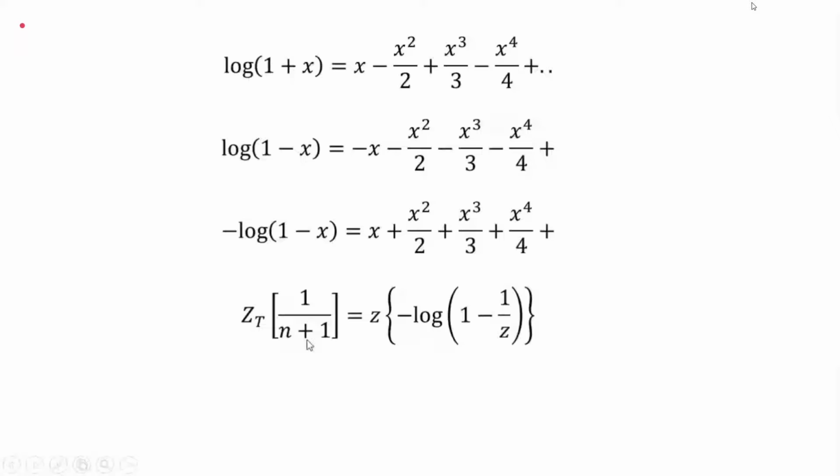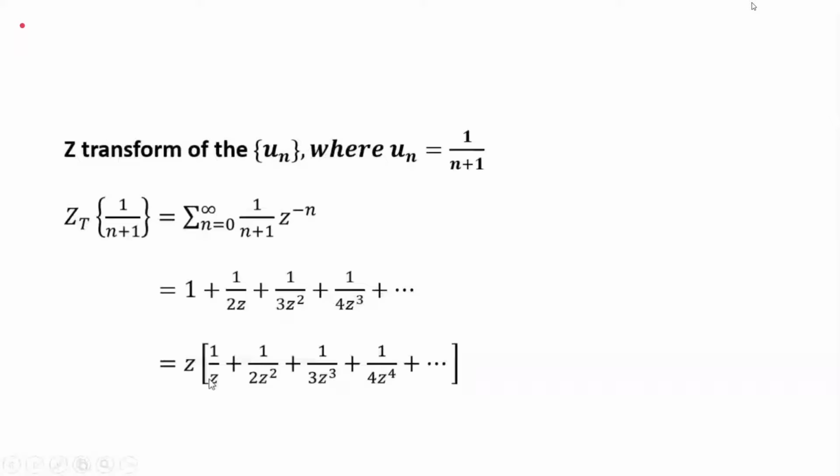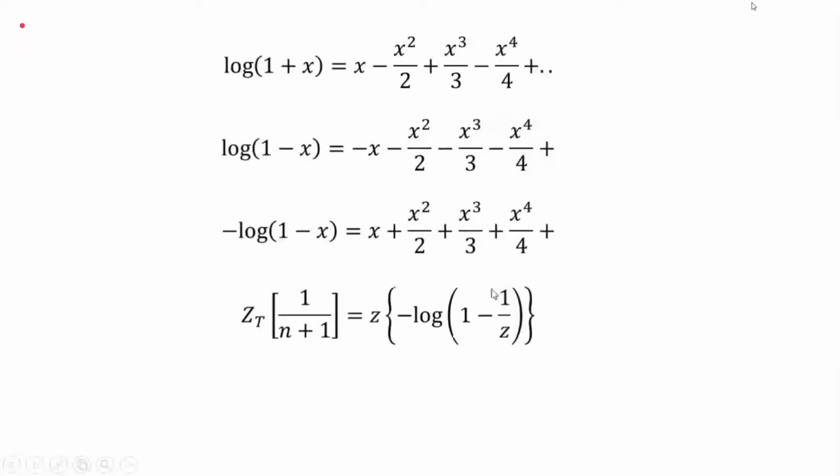So the z transform of 1 by n plus 1 is 1 by z, 1 by 2z squared, 1 by 3z cubed, etc. Correct? Can you see that? That means 1 by z, 1 by z whole squared by 2, 1 by z whole cubed by 3. So it should be minus log of 1 minus 1 by z, and we have taken out a z. So this is what I get. Please write it and solve it on your own.